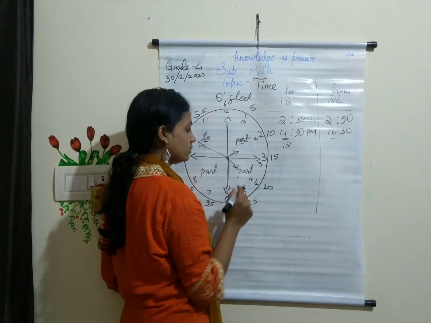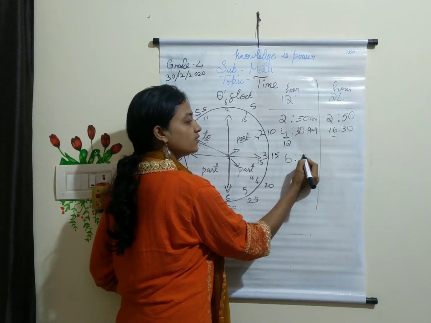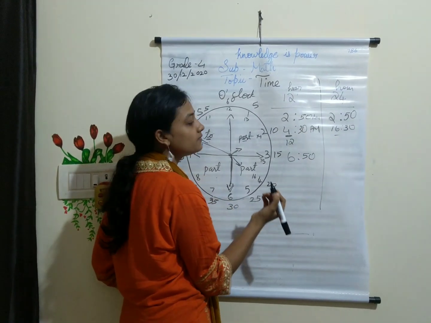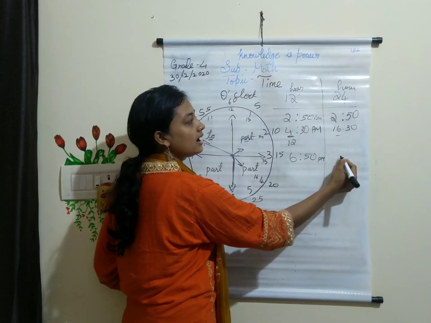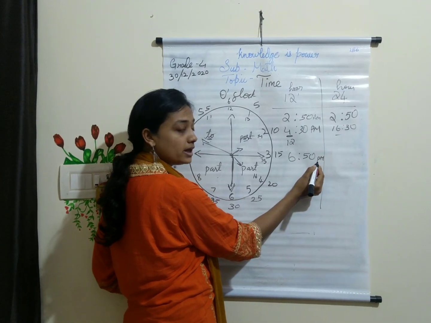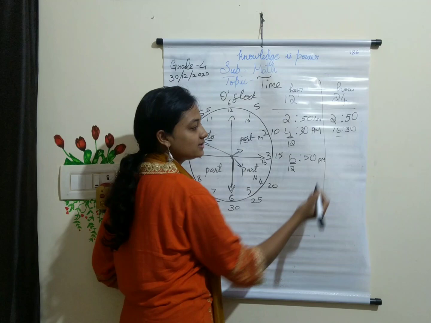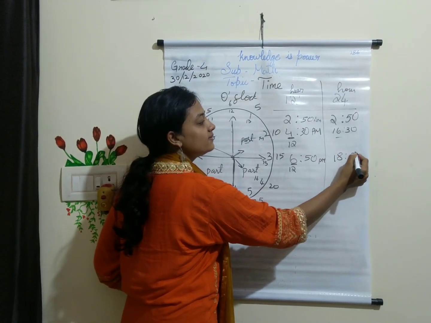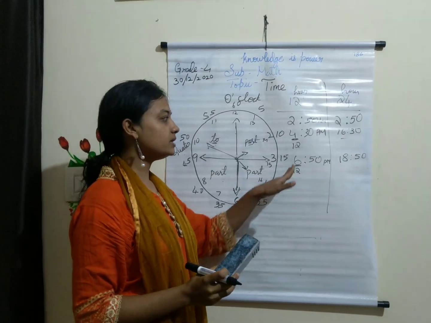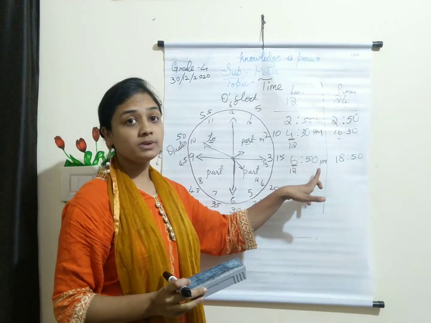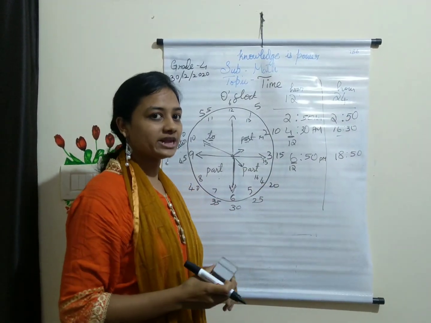So let us try one more time now. We will just take 6:50. So what if you have to write this in 24 hours time? It is PM. So I should add 12 with the 6. What will your answer be? It is 18:50. So it is very simple. You have to just add 12 if it is PM only. If it is AM, you will write it just as it is.